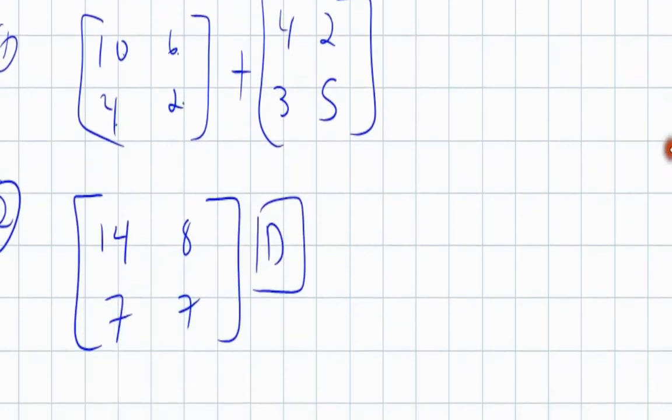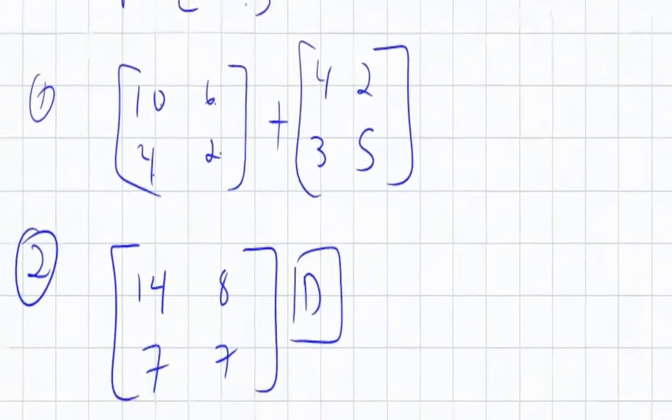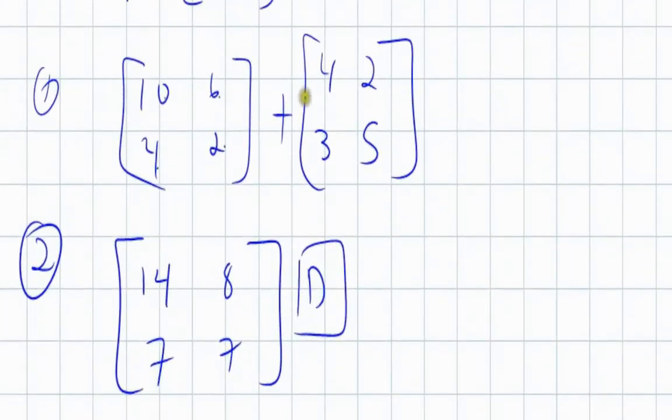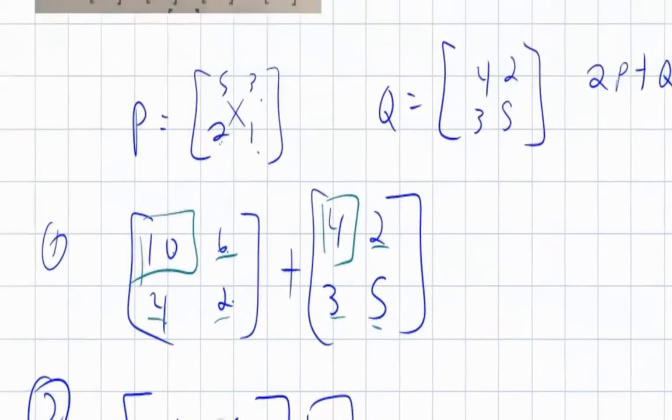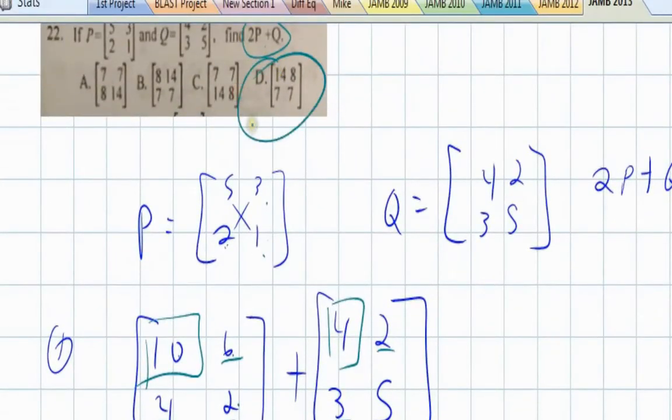So my next step would be to simply add these numbers up. And so you just add what's in the same spot, in the corresponding spot. So here we have 10 plus 4 is 14. 6 plus 2 is 8. 4 plus 3 is 7. And 2 plus 5 is 7. And so your answer is option D.